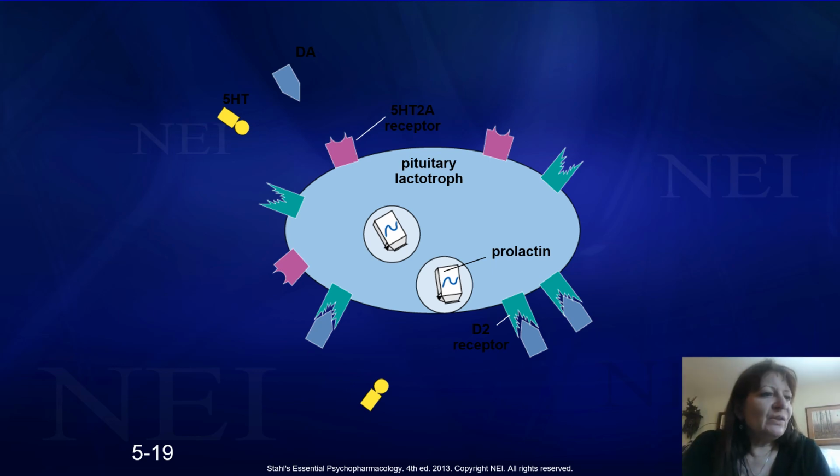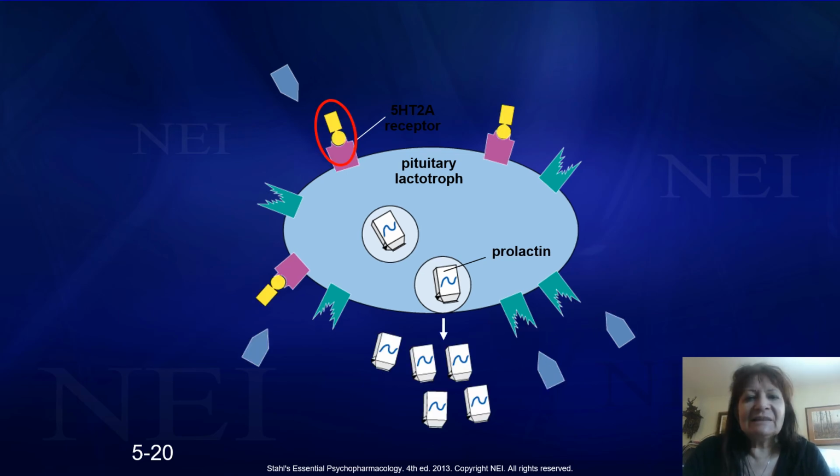We also know that here we see dopamine inhibiting prolactin release. 5-HT stimulates prolactin release from the pituitary. And so dopamine and 5-HT have reciprocal actions on the prolactin release. The 5-HT2A antagonism reverses the effects of the D2 antagonism, and so prolactin release is not increased.